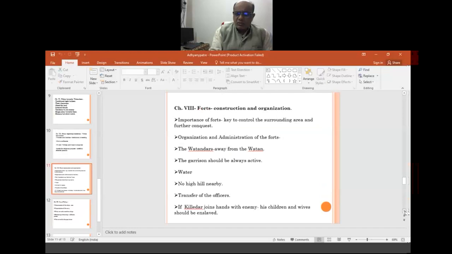Then chapter 8 talks about forts, their construction and organization. So what is the importance of forts? The forts are key to controlling the surrounding area, so that from forts further conquest can be made.